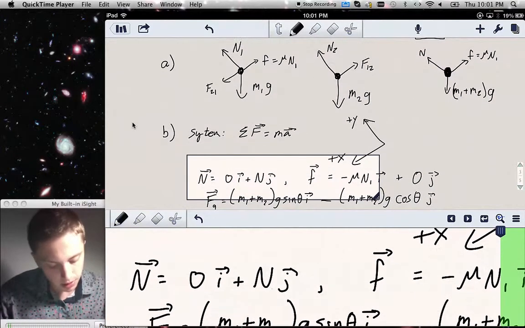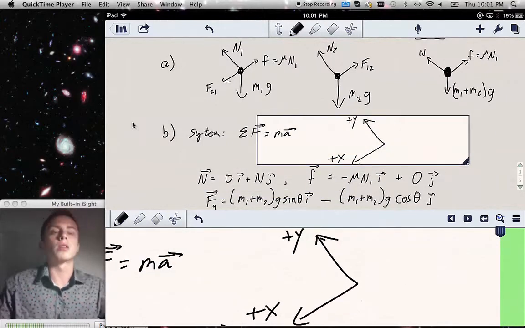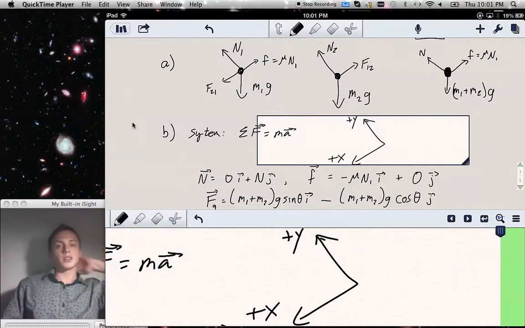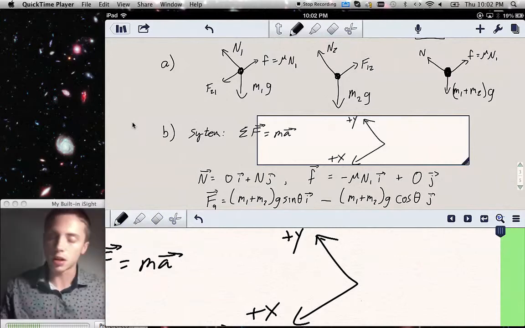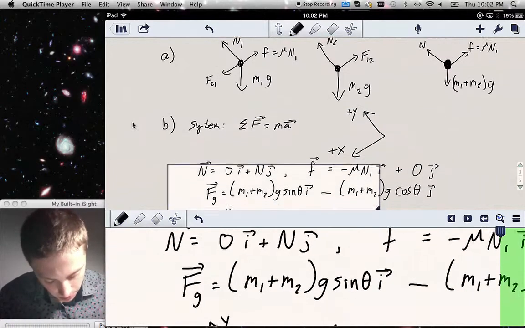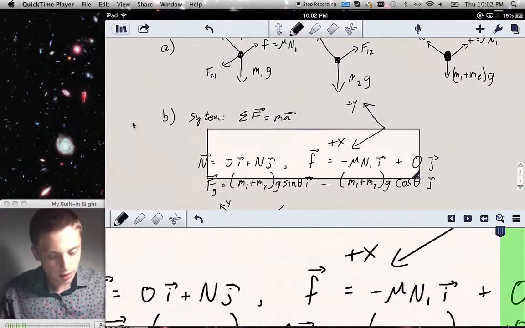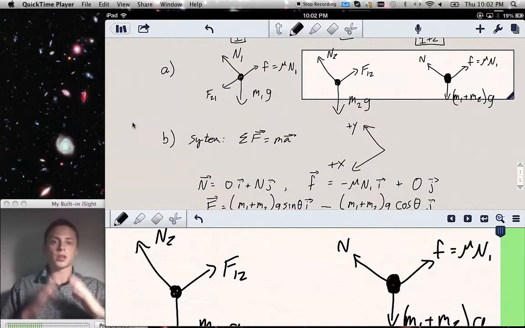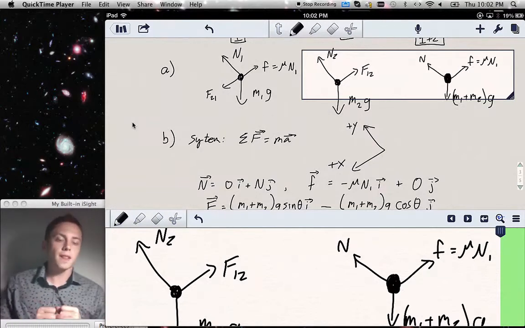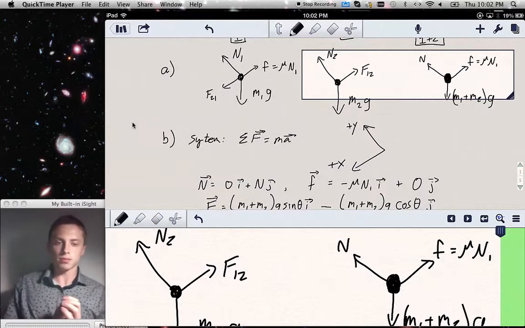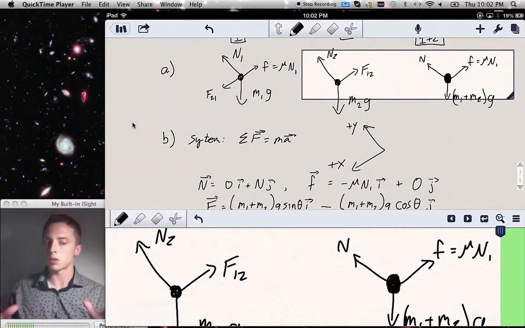If we sum the forces, well, before we do that, let's pick a coordinate system. The most convenient coordinate system is one where we have the positive x direction in the direction of acceleration down the ramp, and the positive y perpendicular to the ramp pointing straight out. Now let's write each force in component form. Looking at this free body diagram, the normal force is all in the y direction, so the normal force is 0i plus nj. The friction force is all in the negative x direction, so we get negative mu1 n1 i plus 0j, because there's no y component.